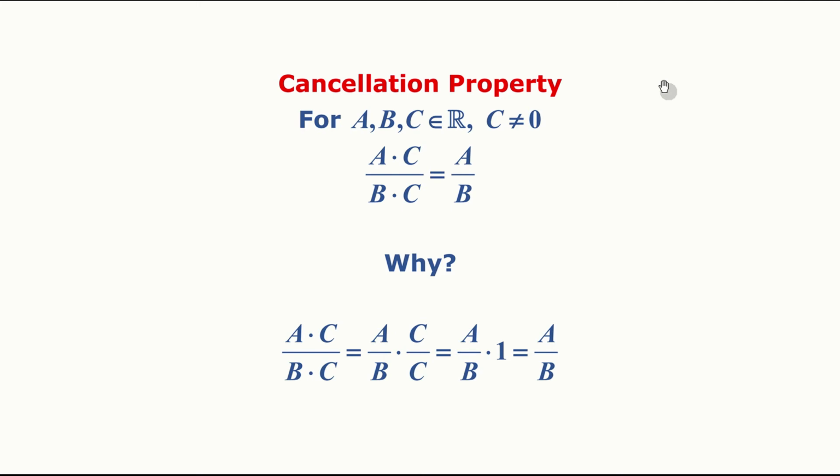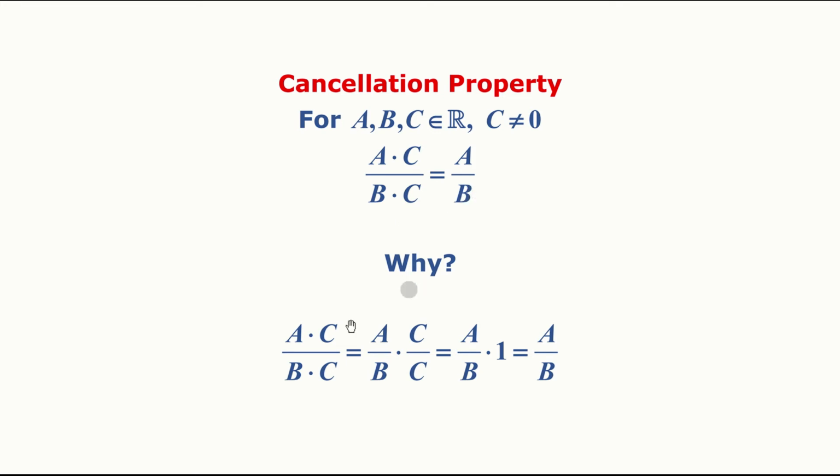The last property, actually, okay, perhaps I just slightly lied. I said no more properties, but this is a very common property with fractions in particular, the cancellation property. Basically what it says is, if you have a times c over b times c, you can cancel out the c's and just get a over b.